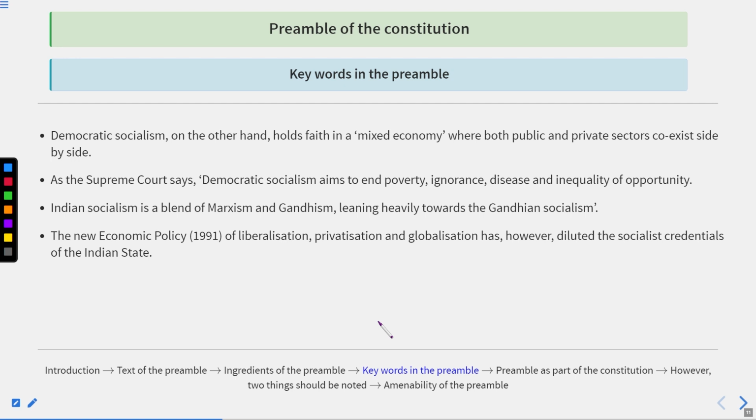It means that instead of giving the entire economy to one sector only, in a mixed economy, we include both the sectors side by side. As the Supreme Court says, democratic socialism aims to end poverty, ignorance, disease, and inequality of opportunity. All right. Indian socialism is a blend of Marxism and Gandhism, leaning heavily towards Gandhian socialism.